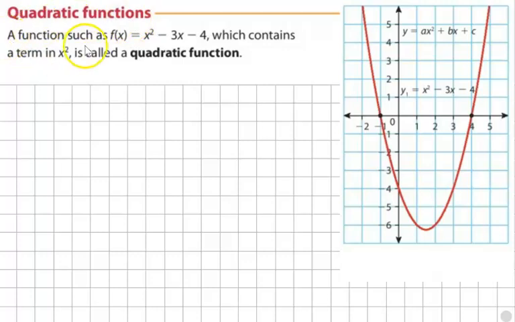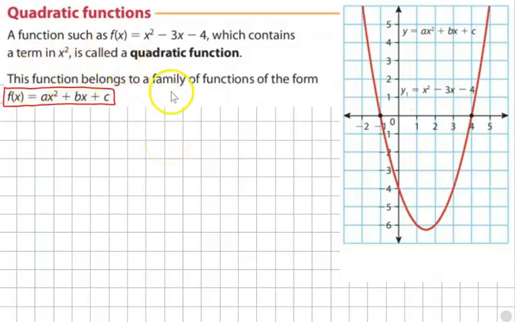Quadratic functions. A function such as f of x equals x squared minus 3x minus 4, which contains a term in x squared, is called a quadratic function. So this U-shaped graph here in red, this is the function x squared minus 3x minus 4. We can see that it crosses the y-axis at minus 4. So the constant at the end there is minus 4, so it crosses the y-axis at minus 4. We can also see that the roots of this function are minus 1 and 4. So the places where it crosses the x-axis are minus 1 and 4.